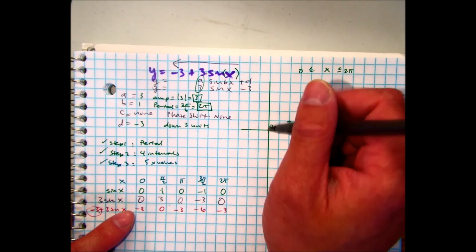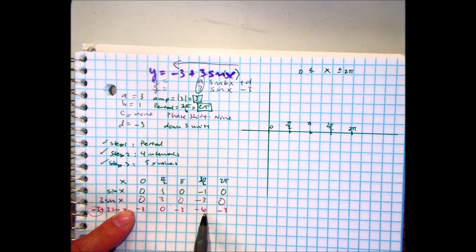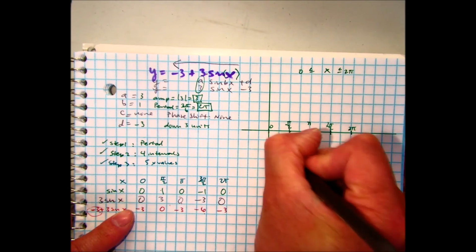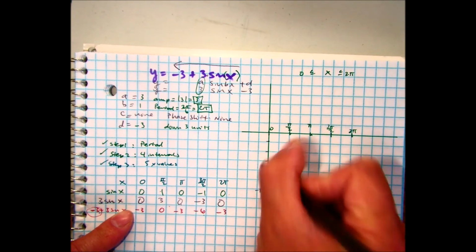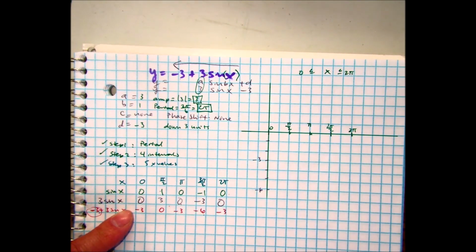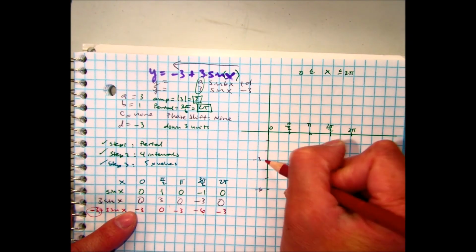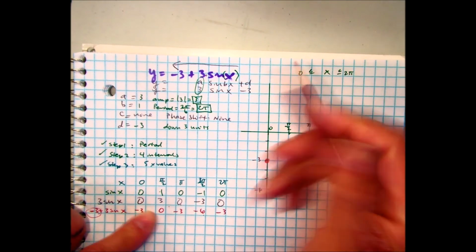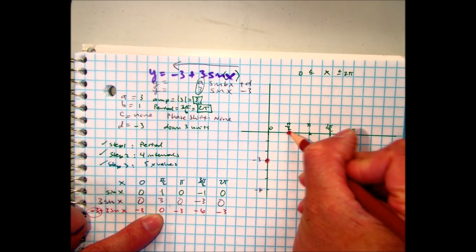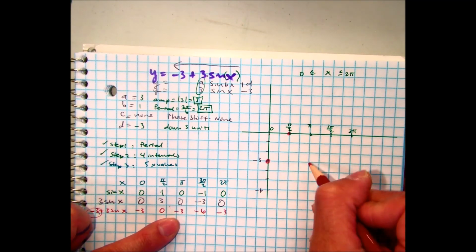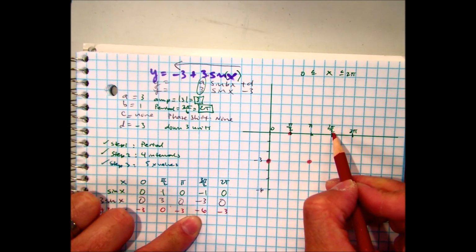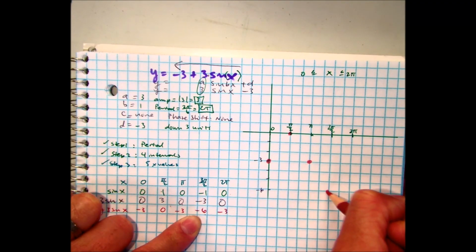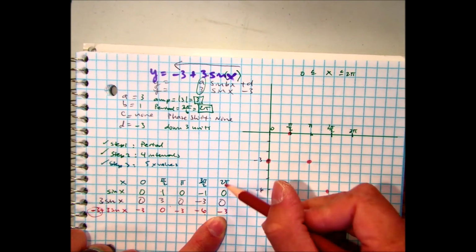Let's go ahead and graph this. Now I can anticipate a minimum of -6: -1, -2, -3, -4, -5, -6. So at 0 I have -3. Pi over 2, I have 0. At pi, I have -3. 3 pi over 2, I have -6. And at 2 pi, I have -3.